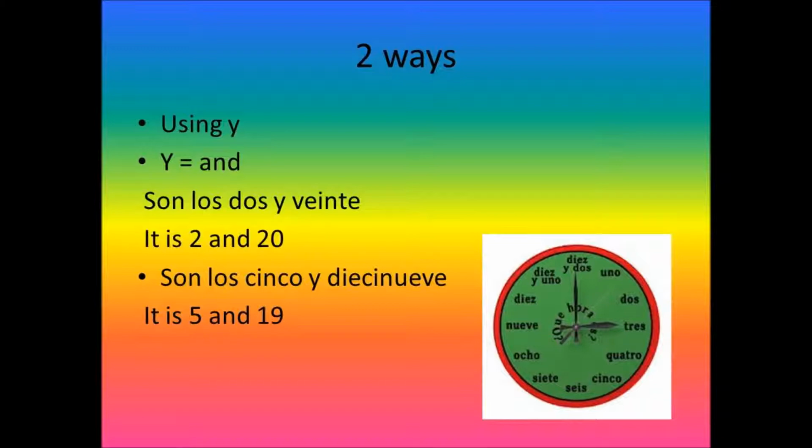There are two ways to state the time in Spanish. One way is using y. Y equals and. For example, you could say, Son las 2:20. This means it is 2 and 20, or 2:20. Another example could be Son las 5:19. It is 5 and 19, or 5:19.